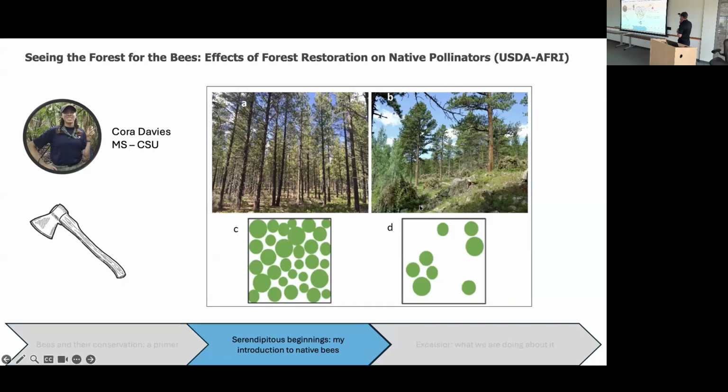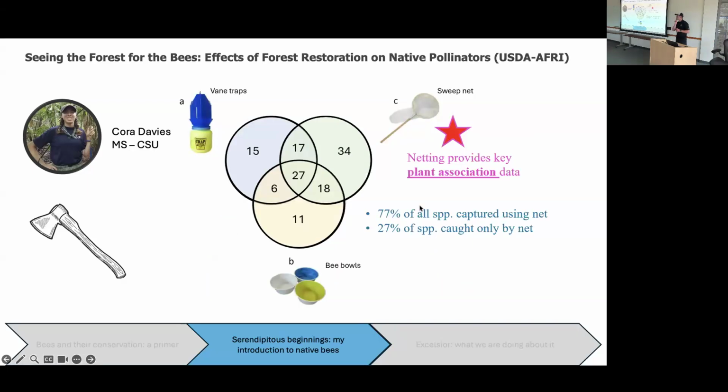So using that framework, Cora studied stands that were between 3 and, I want to say, 10 years post-thin, all thinned to these CFLRP specifications. Now, up until now, in those other studies I showed you, we've been using this thing to sample bees. It's called a blue vane trap. And I'm an entomologist. I want to put out a trap and have insects go into it, and then my sample's done and we're good. And that was easy, right?